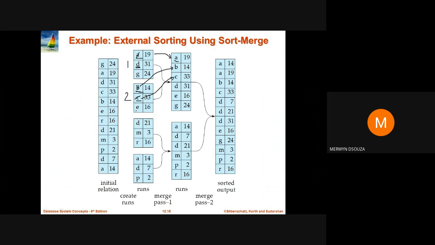Next I fetch E from 2 and compare with D. I see that D is less than E, so D goes into the output. Next I fetch G from 1 and compare with E. E is less than G, so E goes into the output. Only G remains, so last G goes into the output. So in this step we are merging the data that we obtained from the run. As we merge the data, we are sorting it.